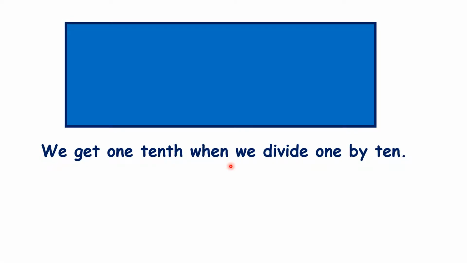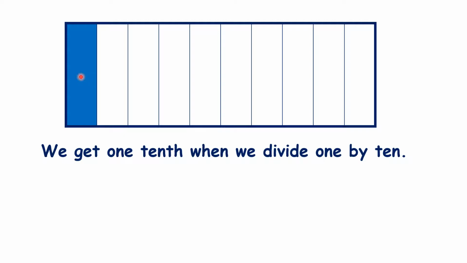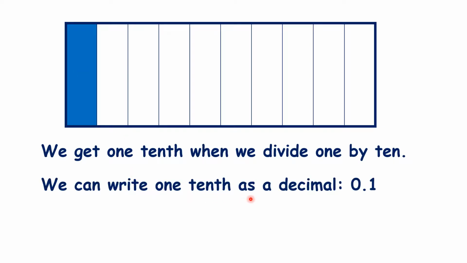We know that we get 1/10 when we divide 1 by 10. So if we have a rectangle and we divide it into 10 pieces and keep only one of those pieces, we have 1/10. Now we can write 1/10 as a decimal. It's 0.1 because our tenths place value column is the first place value column after the decimal point.